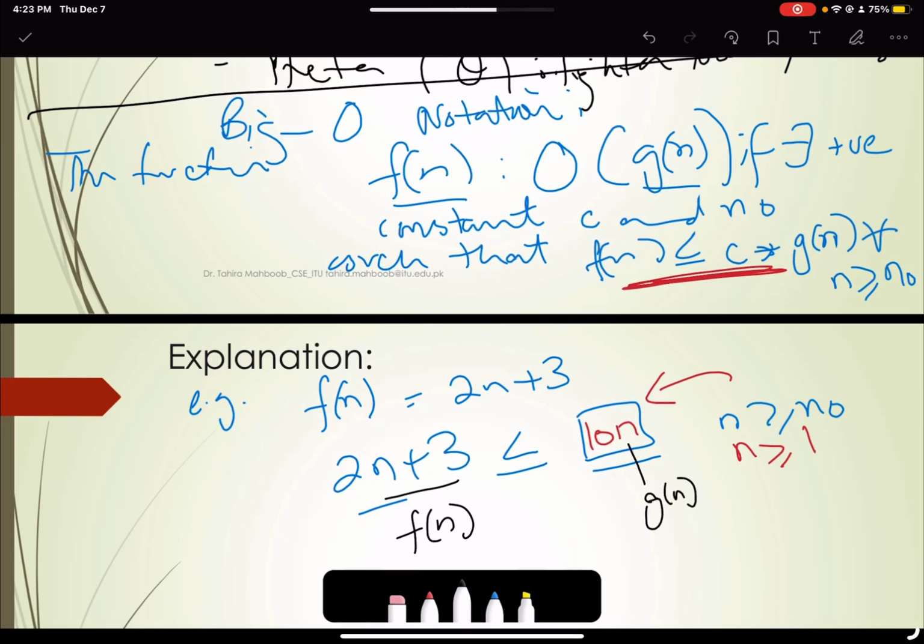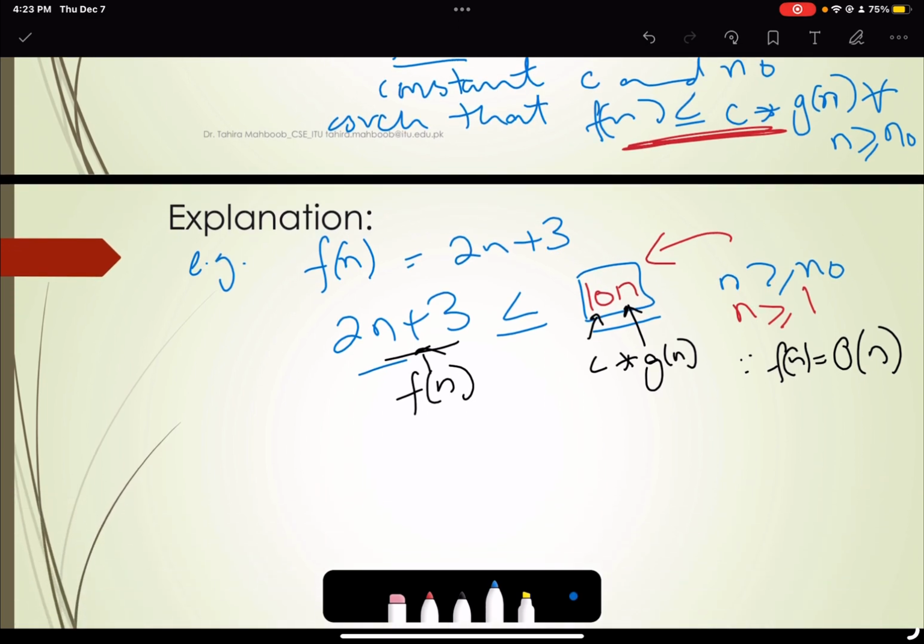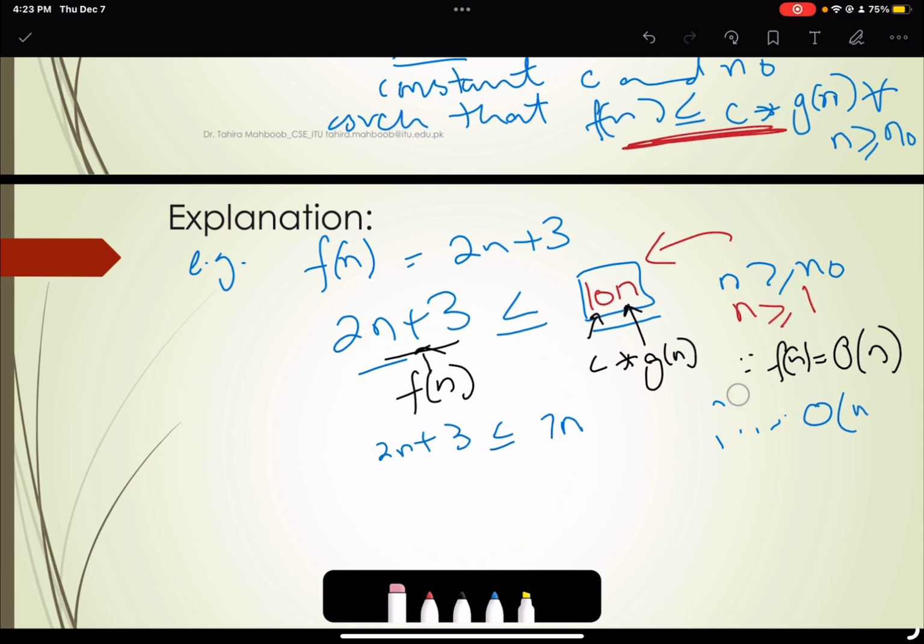n is represented in terms of n, and c is your coefficient which is multiplied, so we can say that f of n has a complexity of O of n, right? Okay. What about 2n plus 3, which is less than or equal to 7n? Again, f of n equals O of n. True?